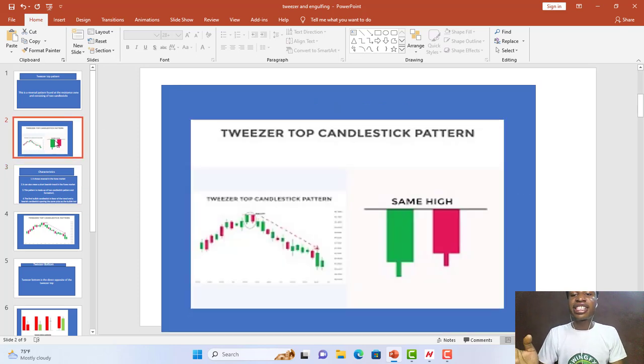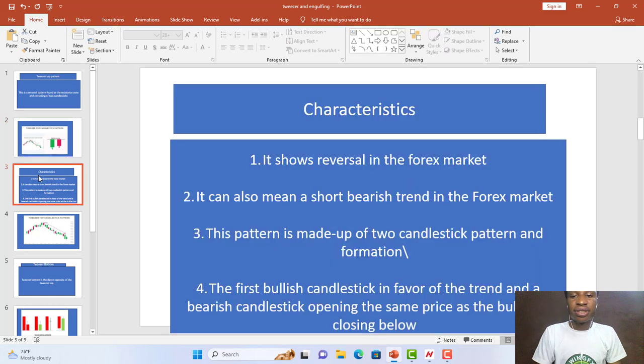Unlike every other reversal pattern, when it reverses, it takes a longer time before the trend that it reverses to changes direction. But for the tweezer top, when it reverses, sometimes it can only go for a short time, sometimes it can also go for a longer time, right? But sometimes it's for a short time. So it can also show a short bearish trend in the forex market.